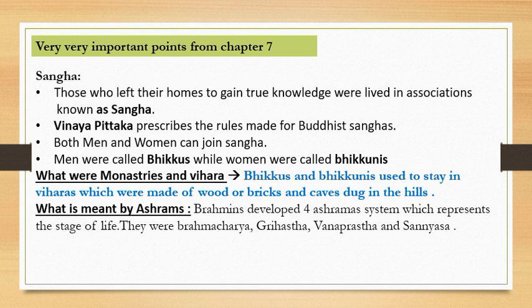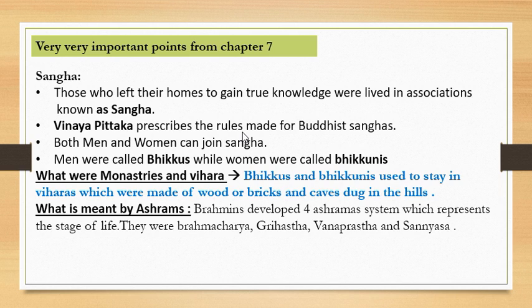Okay, then we are supposed to study what was Sangh. So Sanghs were basically, you can say, associations. For example, those who left their homes in order to gain true knowledge became part of Sangha. And Vinayapitaka is a Buddhist text which describes the rules made for Buddhist sanghas and followed by the monks there. Okay, and both women and men could join sangha. Earlier only men were allowed, but later on women were also permitted. Okay, so men were called bhikkhus while the women were called bhikkhunis. Okay, so you must remember these important terms.